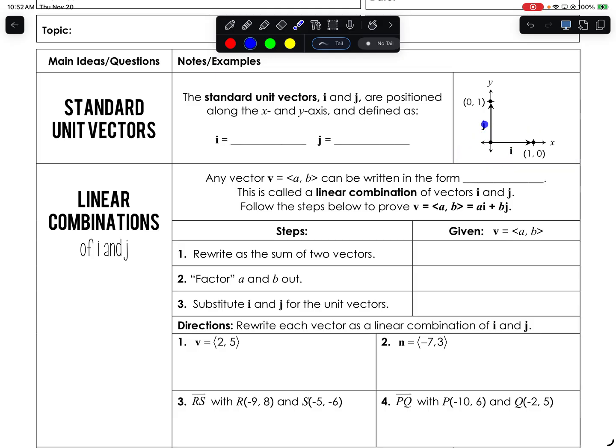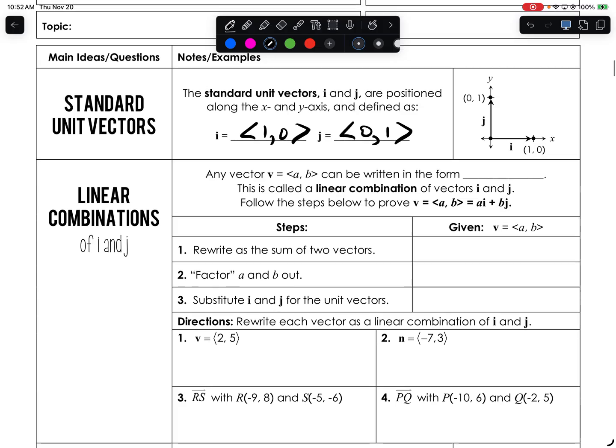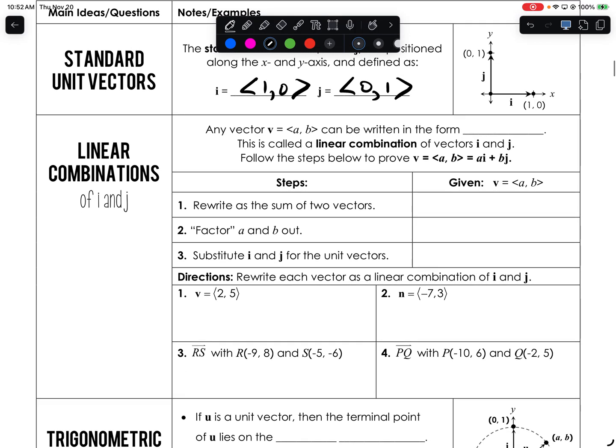Okay, so notice over here, the x-axis now is this i, and the y-axis now has a j. So we're going to rewrite it. It's called a linear combination of vectors i and j. So vector i, vector j. To do that, you're going to write this ordered pair like this in component form. I'm just going to write the steps down and then you can see what happens.